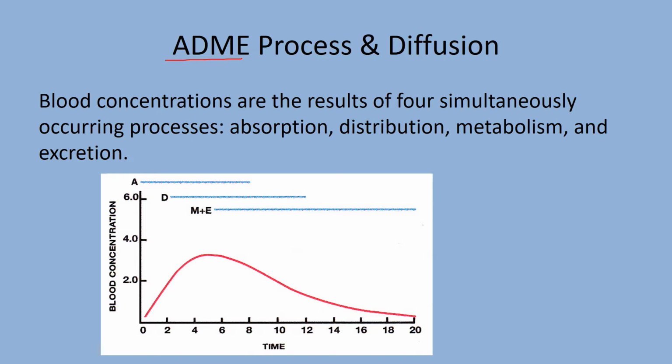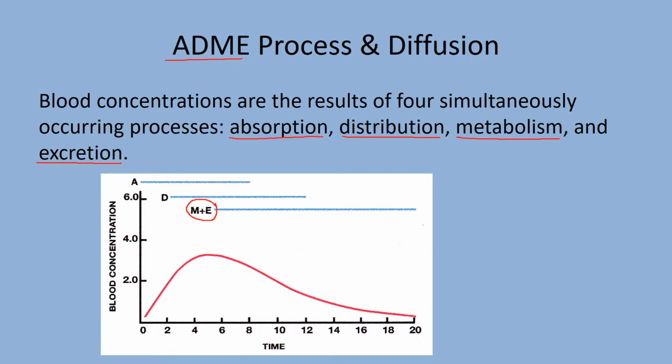So your body is going to absorb the drug. It's going to move it around. It's going to change the drug, and then it's going to have to get rid of it somehow. On the blood concentration profile, these processes kind of overlap. Absorption would usually start immediately, and once there's enough in the blood, distribution starts. And once the drug reaches the liver and kidneys, that's when metabolism and excretion will occur, and they put them together as one process.